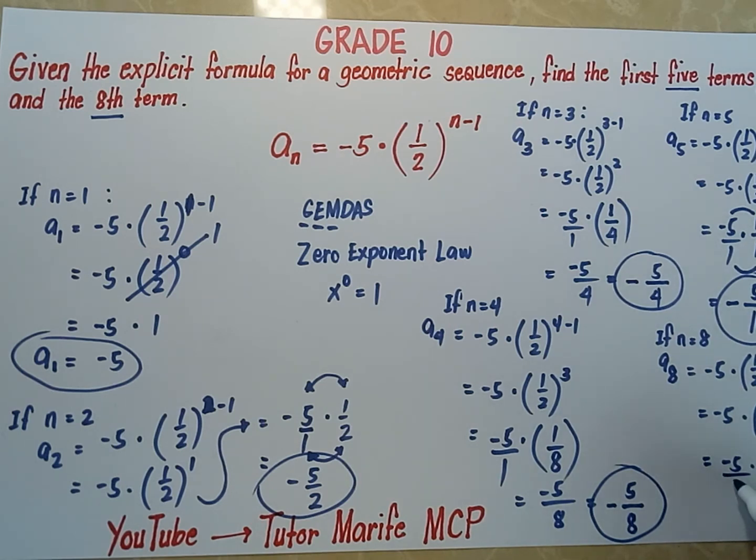Isulat natin ang invisible denominator na 1. Numerator times numerator, 5. Denominator times denominator, 128. Finalize the sign of your answer. Negative, sulat sa level ng fraction bar. This is your eighth term.